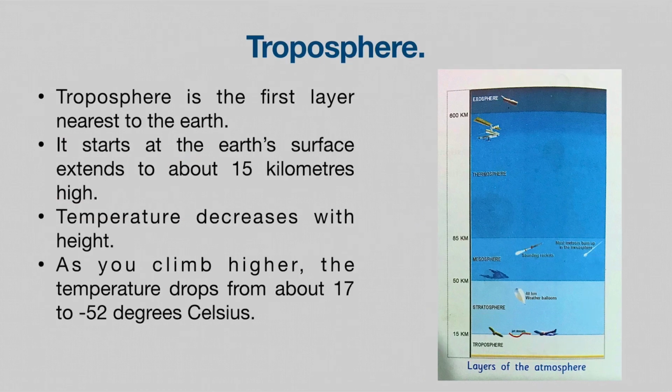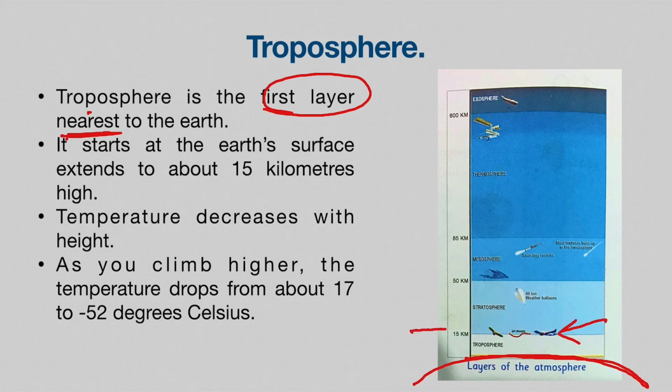So the first one that we have is troposphere. I'll read out first. Troposphere is the first layer nearest to the earth. See, this is the earth. Okay, here this troposphere is the nearest. See, you can see all these airplanes, birds and all those things. It starts at the earth's surface and extends up to 15 kilometers high. That means from the earth's surface the height is how much? 15 kilometers. Temperature decreases with height.